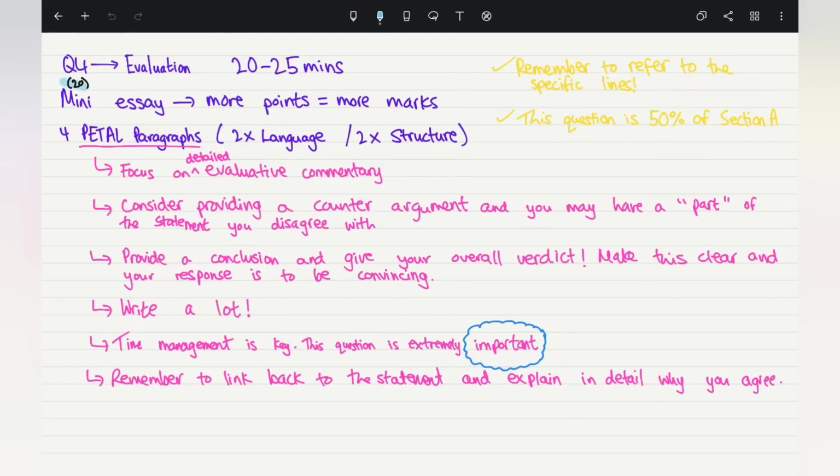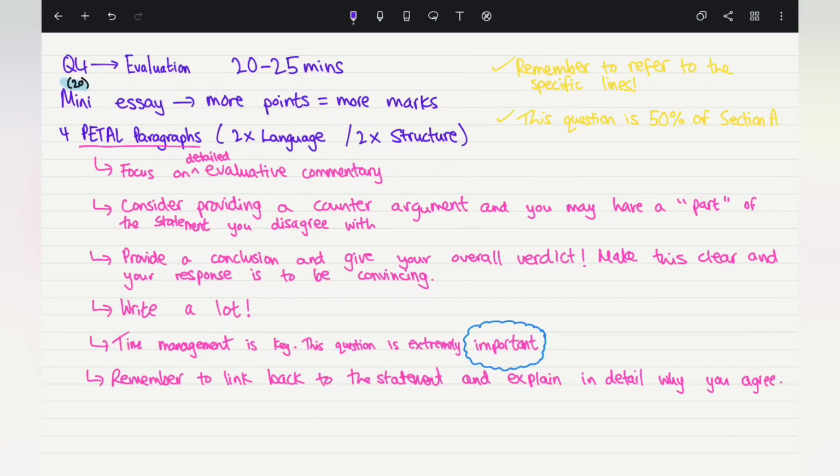So this is what I always tell my own students. It's essentially a mini essay you're writing, and the more points you make, the more marks you get. It's as simple as that. What would I recommend in terms of your structure? You should aim for 4 petal paragraphs, 2 looking at language, 2 looking at structure.